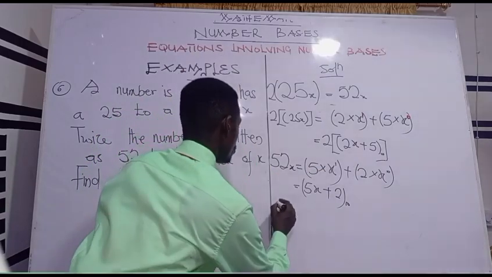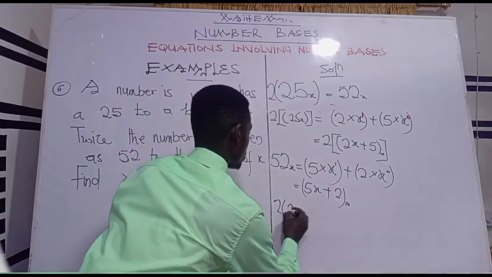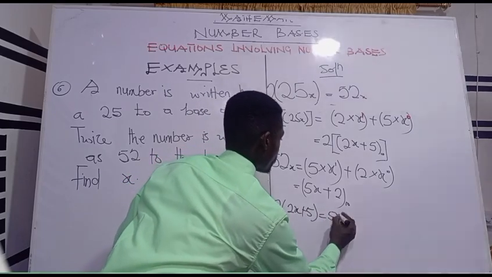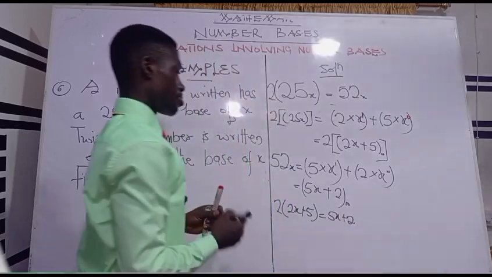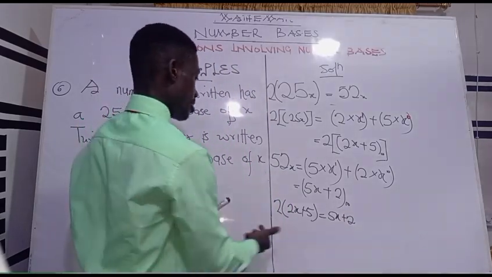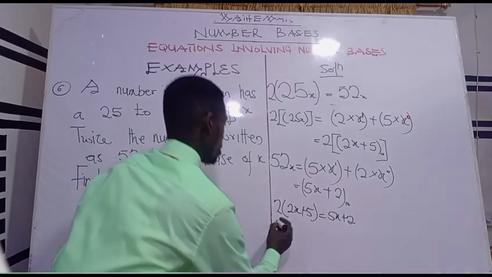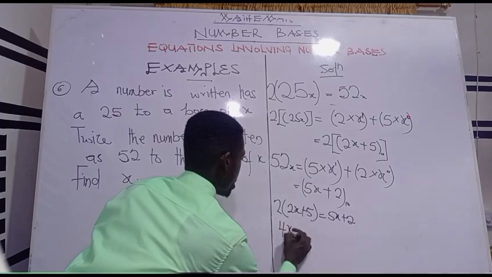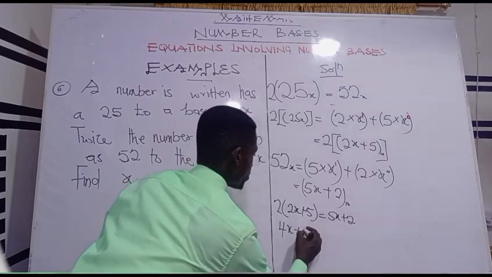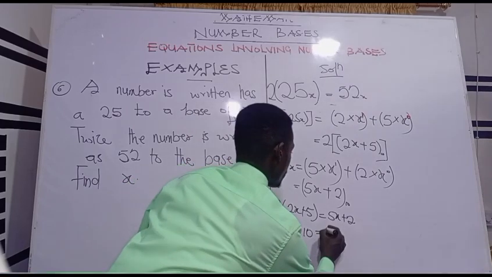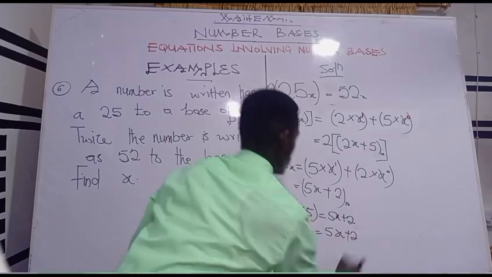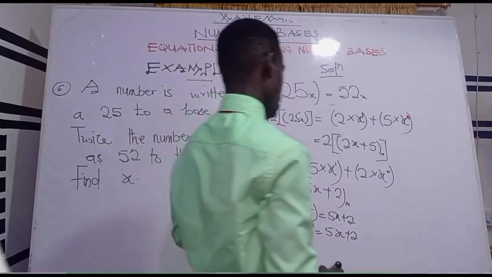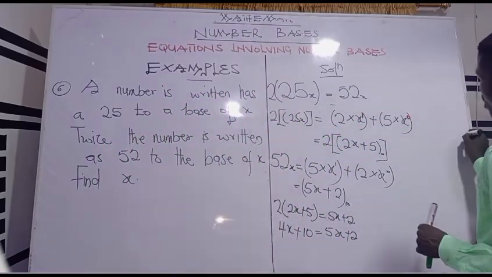So we are going to get 2x plus 5 is equal to 5x plus 2. All of them are in base 10. So we can expand the brackets. So we are going to get 2 times 2 give us 4 and then x. 2 times 5 will give us 10. Then we have 5x plus 2. So from here we can group like terms, okay? So let's continue from here.